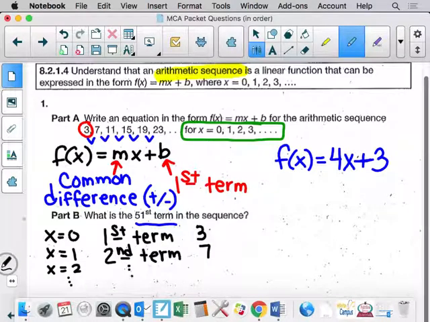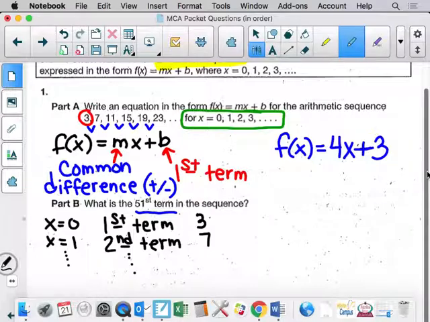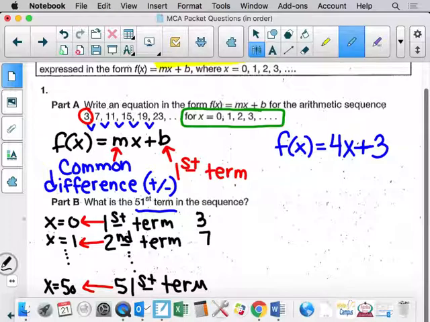If we continue this pattern, I'm going to erase my x equals 2 because I'm running out of space. When we get to the 51st term, what would that number be? I don't think you want to make a list of 51 terms. That's going to take a very long time. If you can recognize the difference here, first term x equals 0, second term x equals 1, what would x equal for the 51st term? Well, it would be 50, because x equals one number less than the term we're looking for.